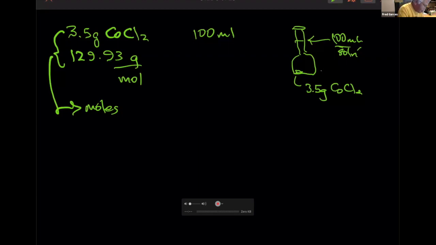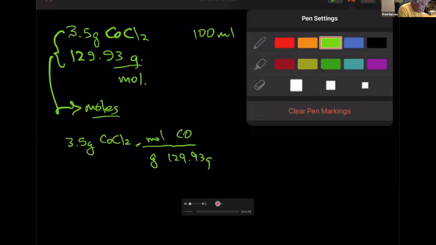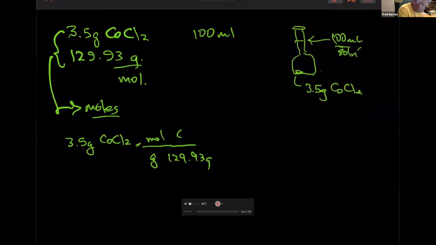Okay, let's figure out the moles of cobalt chloride. We have 3.5 grams of CoCl2, and I assume that the molar mass is correct. Again, dimensional analysis: I have grams up here, moles down here. I'm going to put grams here, moles down here. It's 129.93 grams per mole of cobalt chloride. And then doing that calculation, we just do the math, 3.5.